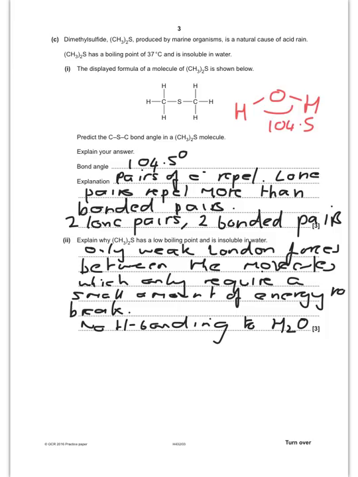Why does this compound have a low boiling point and why is it insoluble in water? Well, it's going to have a low boiling point because the forces between the molecules are going to be London forces. There's certainly no hydrogen bonding, no permanent dipole because it's a symmetrical molecule, and therefore London forces are very weak, so you require a very small amount of energy to break and separate those molecules. And why doesn't it dissolve in water? Well, it can't hydrogen bond to water. If you remember, to be able to form hydrogen bonds, you need an OH, an NH, or an FH bond, which this molecule doesn't have.